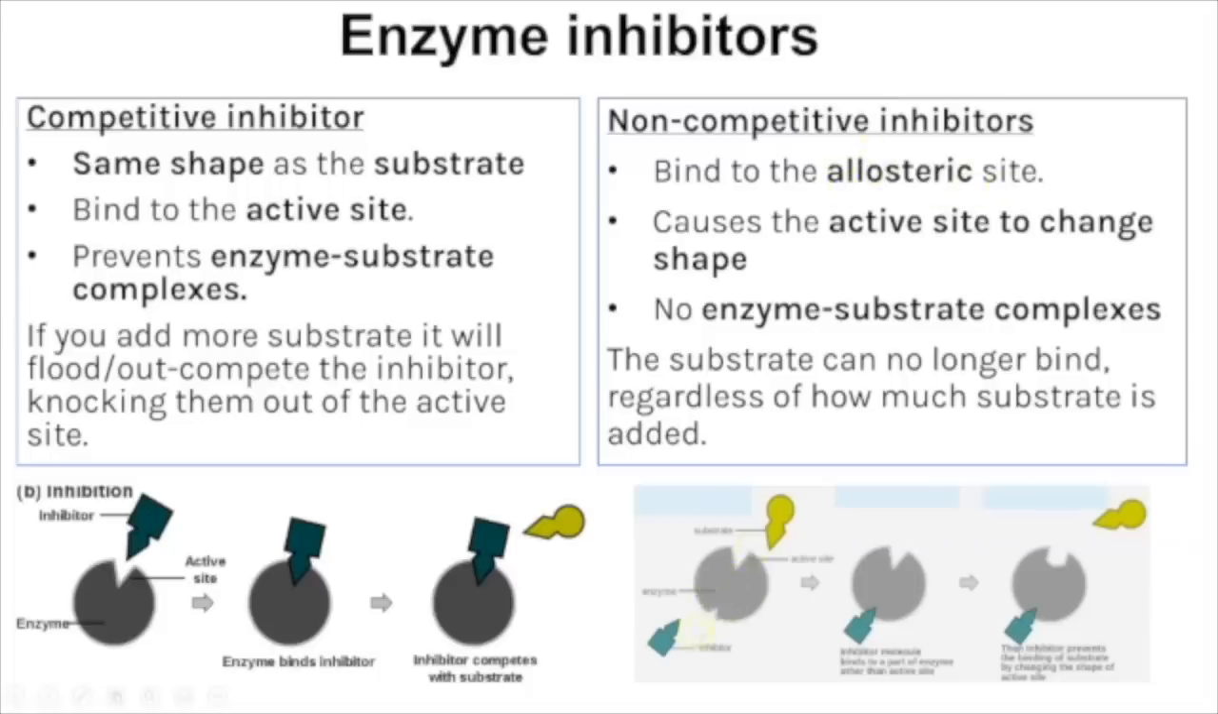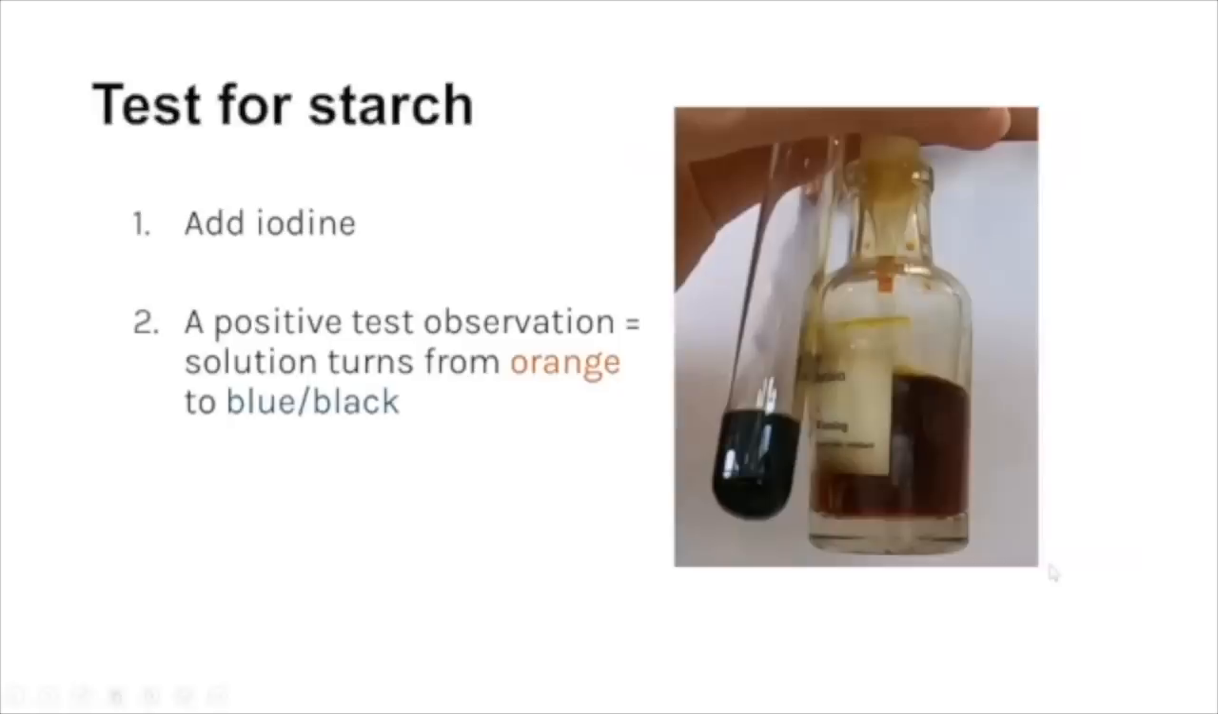However, a non-competitive inhibitor binds to the allosteric site, and that is a part of the enzyme away from the active site. So it doesn't bind to the active site. But as it binds, it causes the active site to change shape. And for that reason, the inhibitor has made it impossible for enzyme substrate complexes to occur because the substrate is no longer complementary to that active site and it can't bind. So that is how these inhibitors lower the rate of reaction. And even if you add more substrate, that won't help because the active site's a different shape.